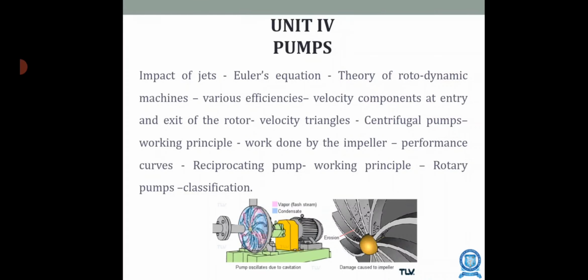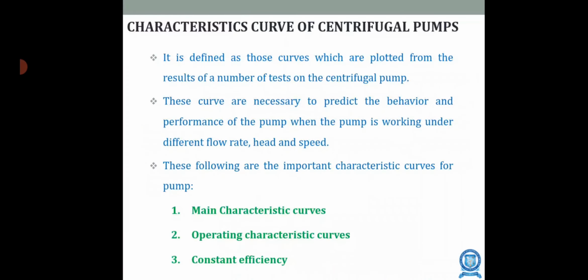Today we'll be seeing the characteristic curves of centrifugal pump. What is meant by the characteristic curve of a centrifugal pump? This is defined as those curves which are plotted from the results of various tests. Various tests will be conducted in the laboratory and the results will be plotted to study the performance of the pump. We do certain experiments in the laboratory and plot the results as characteristic curves. That is what we call the characteristic curves of centrifugal pump.